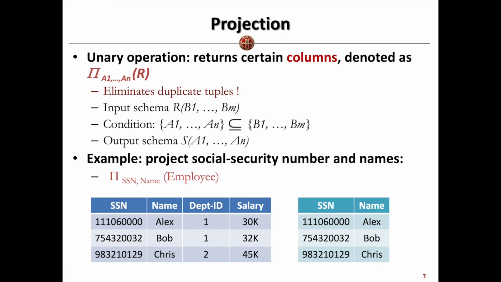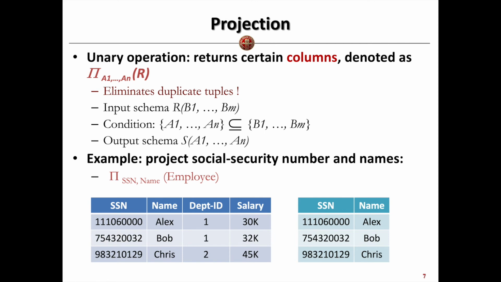And we need to make sure this A1 to An actually exists in the relation. Therefore, to work on this operation, we need to have a condition. The condition is A1 to An is a subset of B1 to Bm. In other words, the attributes we plan to select, they exist in the relation. We cannot select some attributes which don't exist, right? So the A1 to An should exist in the relation. It is a subset of the original attributes of the relation R. It's a condition.